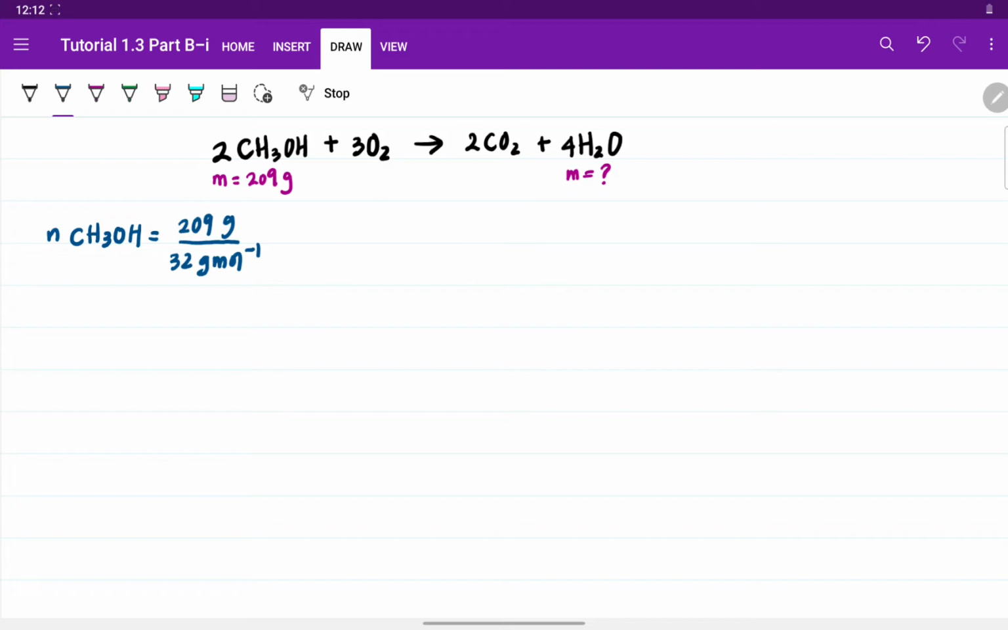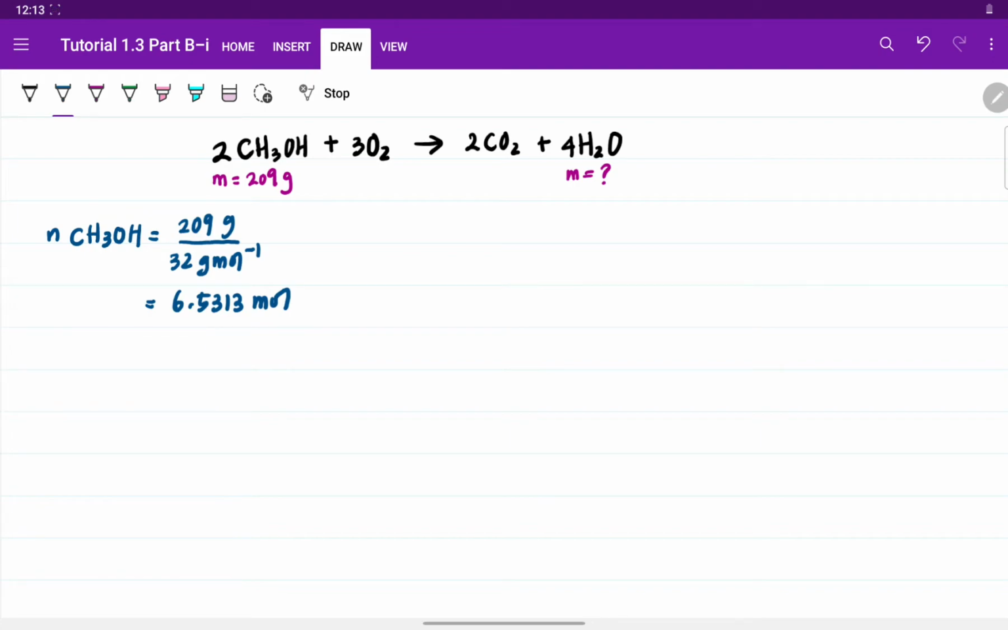Okay, yang mana dekat sini kita akan dapat number of mole of methanol is 6.5313 mole. Okay, so ambil at least 3 or 4 decimal places. Okay, tolong jangan ambil 2 ataupun 1 decimal places. Please take at least 3 decimal places. Okay, better if you take 4 decimal places or 4 significant figures.